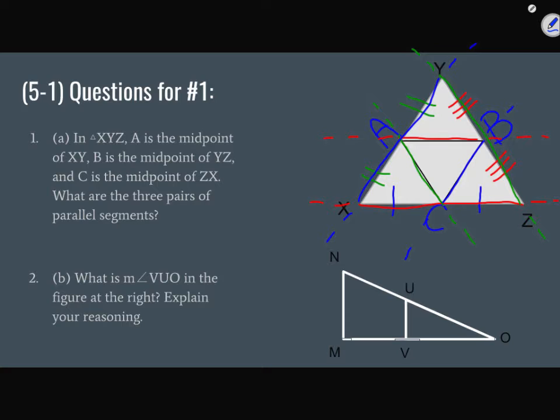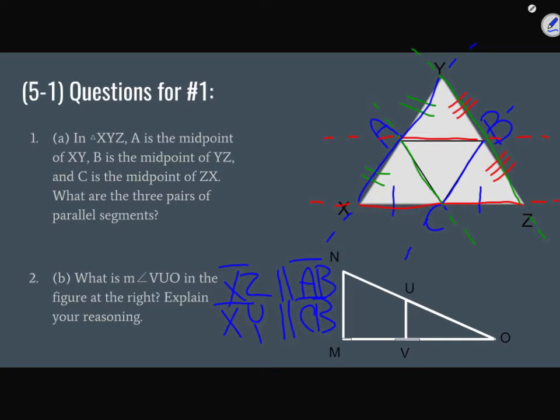So XZ is parallel to AB, and XY is parallel to CB.